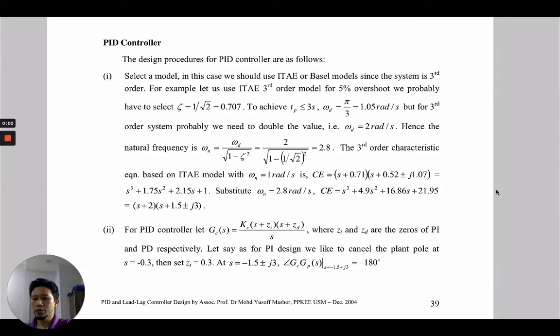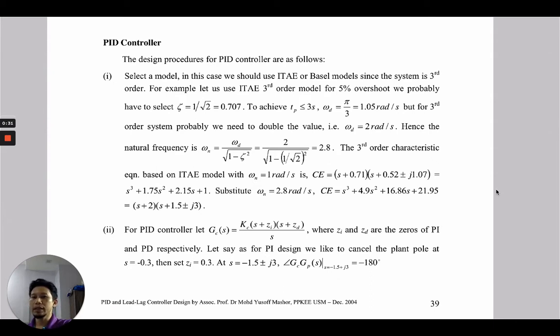Alright, this time around we will use example 4 to design the PID controller. The design procedure is similar to the PD controller that I explained in the previous video. So the first step is to select the model. Let's try to be consistent, so we use the ITAE model, to achieve a 5% overshoot.